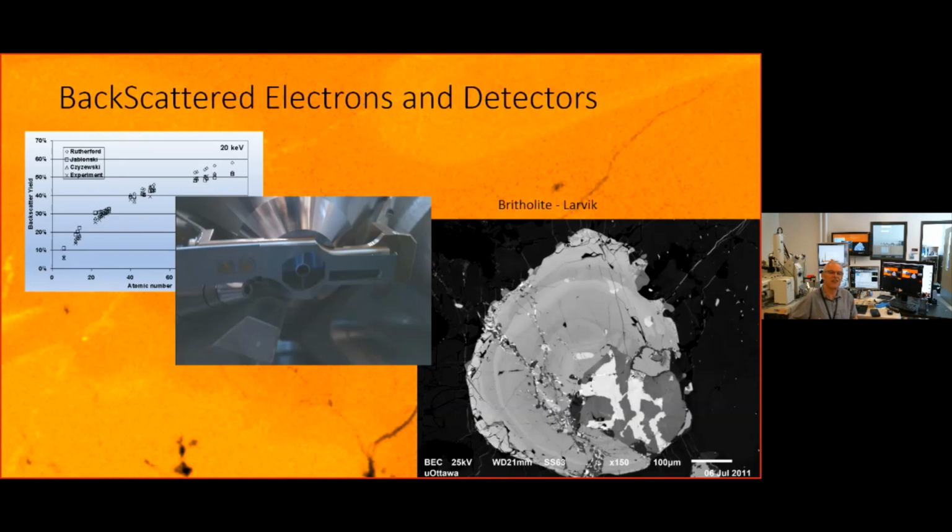By looking at a thin section, if I'm looking at a particular piece of rock in that machine, the backscatter detector can really tell me a lot about mineralogy just by a quick look at that image.